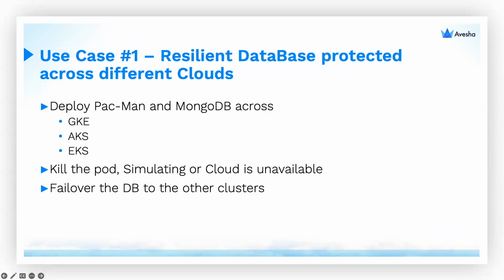Now, in this particular use case, we're going to take advantage of KubeSlice's ability to connect those 3 databases across 2 different clouds. So in this case, we're going to deploy PacMan and Mongo database across those 3 clusters of GKE, AKS, and EKS. We're then going to kill the pod that is running Mongo database in that particular cluster, and that's going to be simulating an outage or the cloud being unavailable. Then we don't need to do anything, but KubeSlice will basically allow that Mongo database multi-cluster instance to fail over to one of these secondary replica sets.